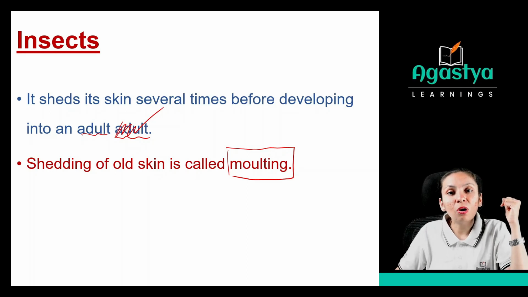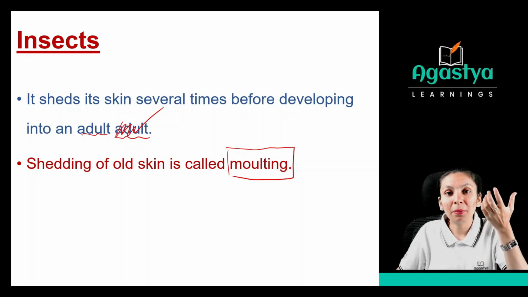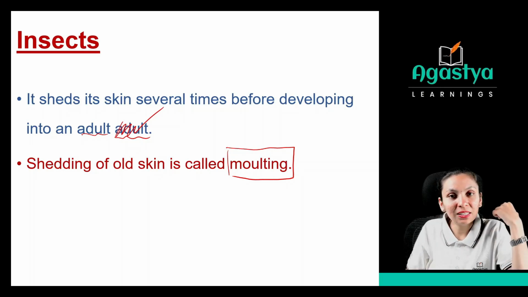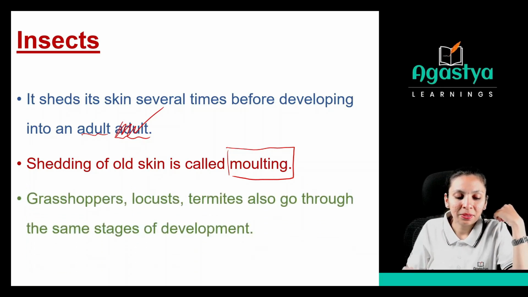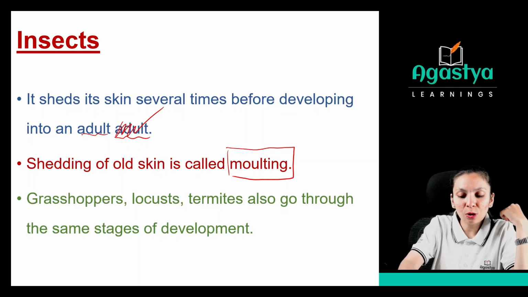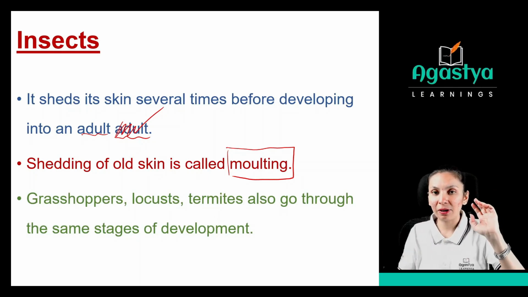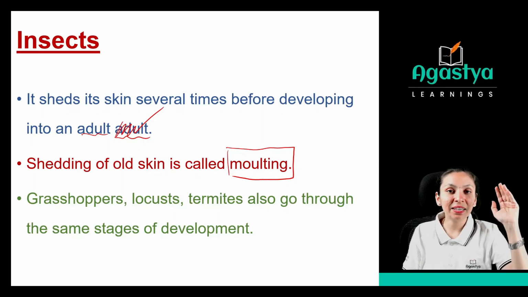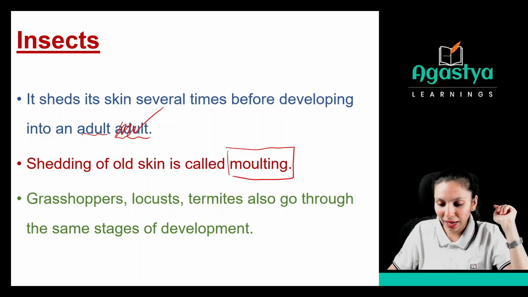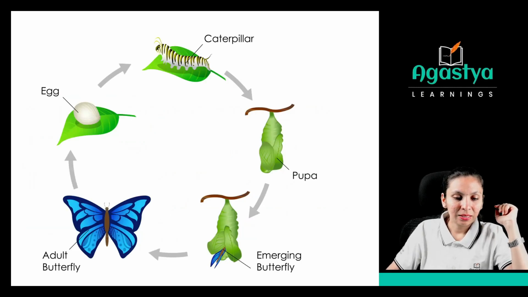Molting. So this molting is the process in which the baby cockroach, or you can say the nymph, will shed its skin, right? So the shedding of the skin is called molting. The grasshoppers, locusts, and termites also go through the same stages of development as the insect, as we have seen for the cockroach, right? So grasshoppers, termites, all these insects will follow the same life cycle stages.